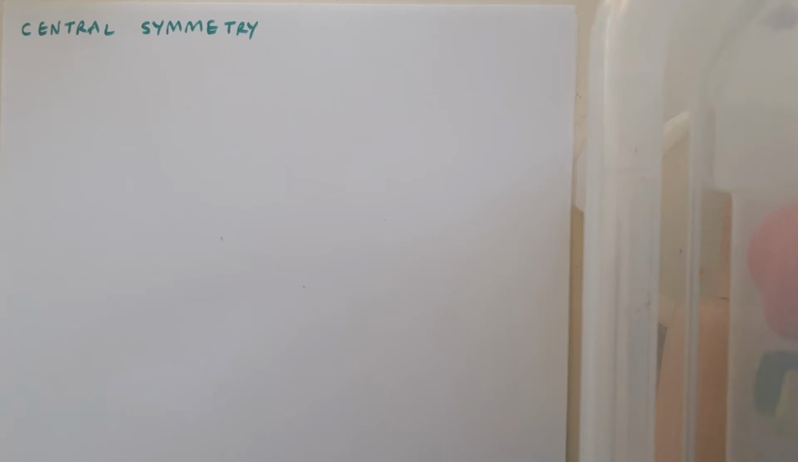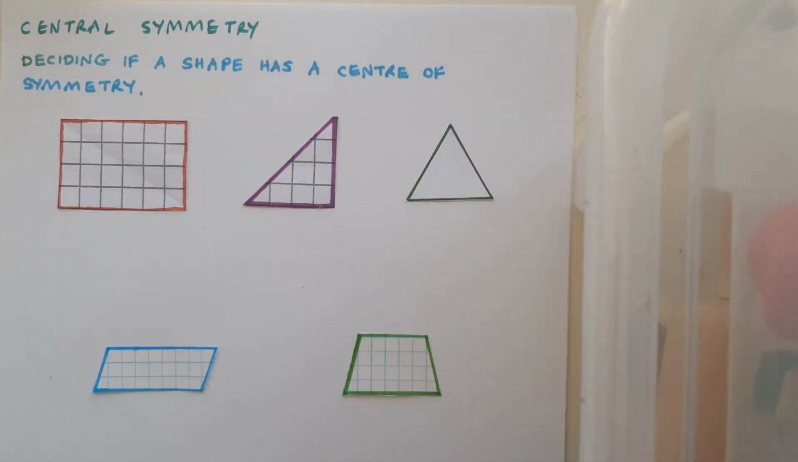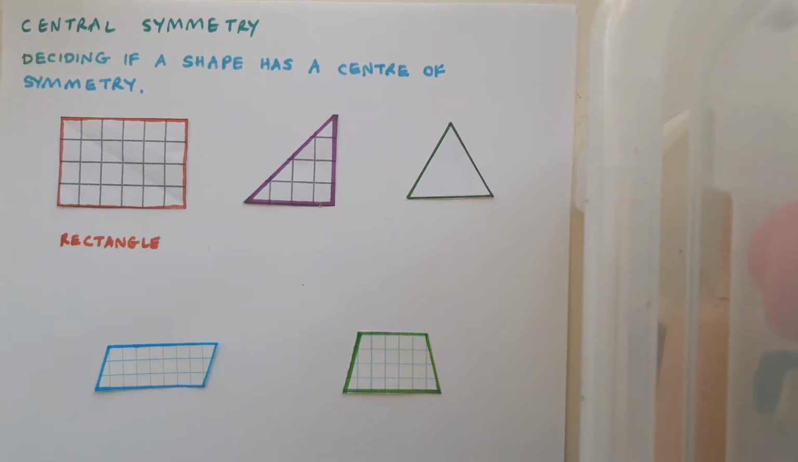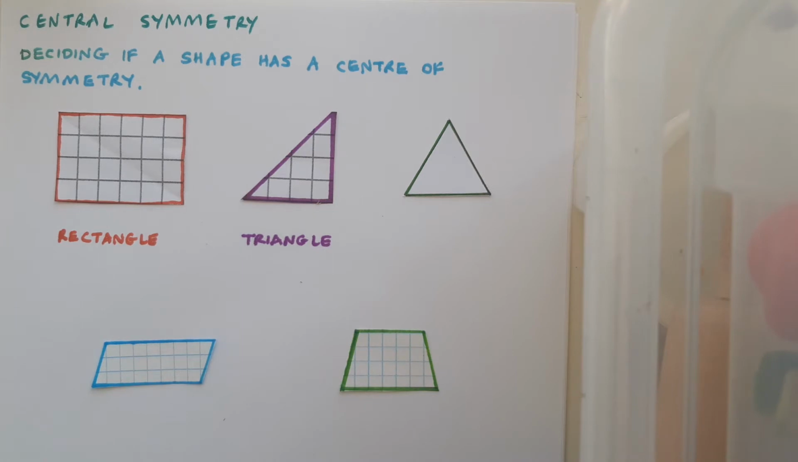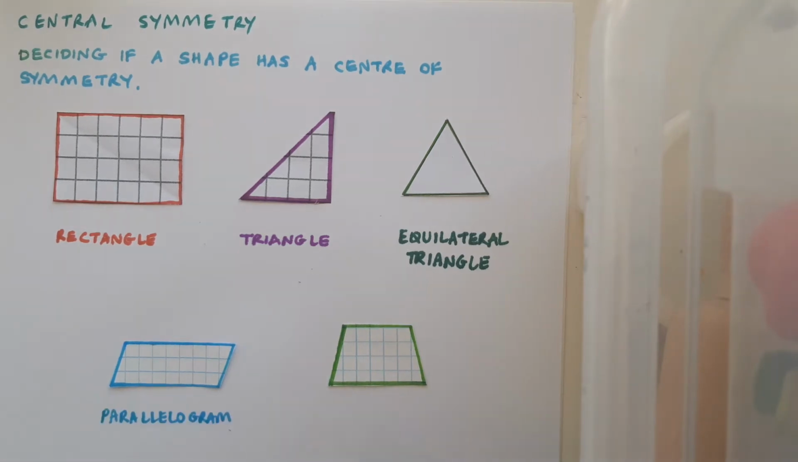This is a video about central symmetry, and specifically it's about deciding if a shape has a center of symmetry. So here I have a selection of shapes. I have a rectangle, a triangle, more specifically an equilateral triangle, a parallelogram, and a trapezium.